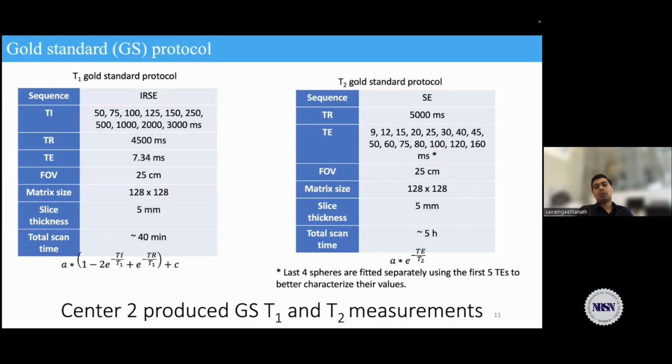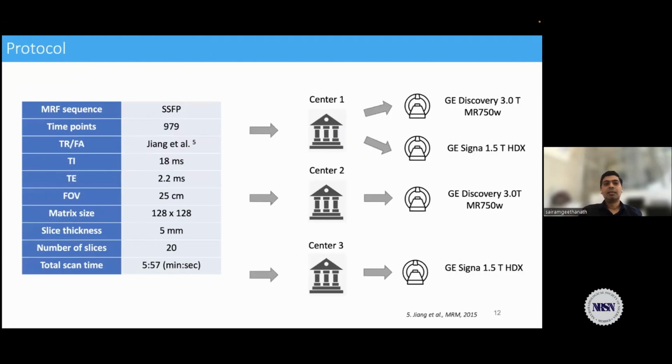So these are the protocols for the gold standard. It takes about 40 minutes for the T1, and for the T2 it takes about 2.5 hours to characterize these. Our Center 2, which is Columbia, produced the gold standard T1 and T2 measurements, mostly based on our existing expertise among the three centers for physics.